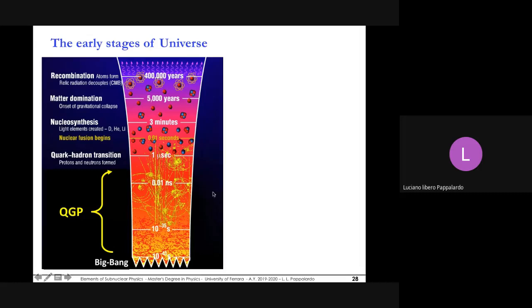Now, a few words about the first instants of our universe. Okay? So at a certain point, we had a Big Bang, okay? And then the time is evolving in this direction, so vertically. And so within the first microsecond from the Big Bang, there were no hadrons formed, and quarks and gluons were in a quark-gluon plasma, okay? So they were behaving as free objects in a plasma.